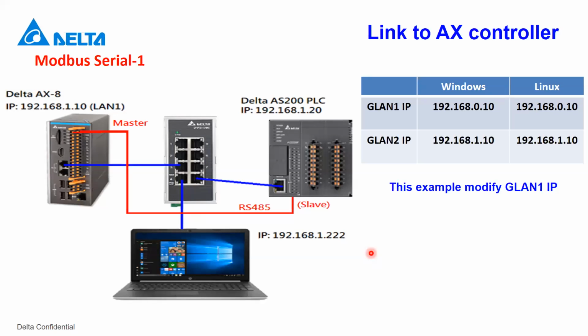And this one is for the Modbus serial. Okay, and again, I show you the IP address of this AX, and different versions will have a different, sorry, no matter if it's Windows or Linux, the first IP default is 0.0.10, and second is 1.10.